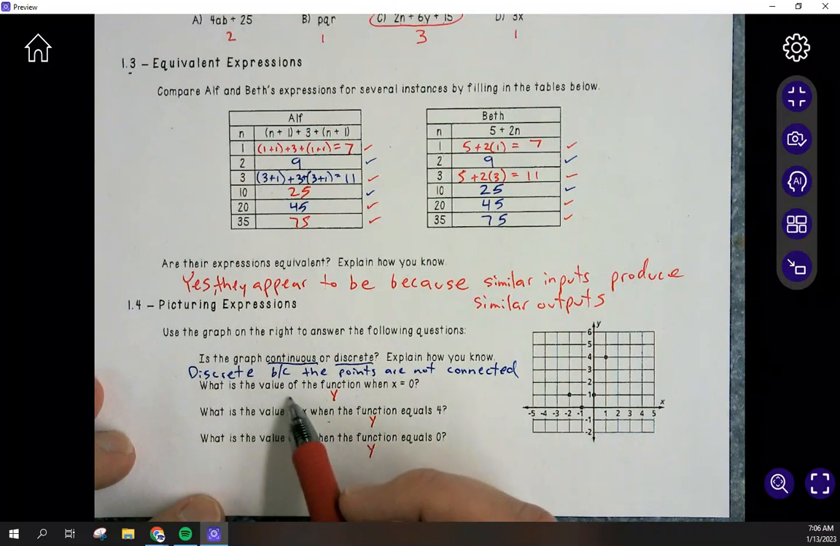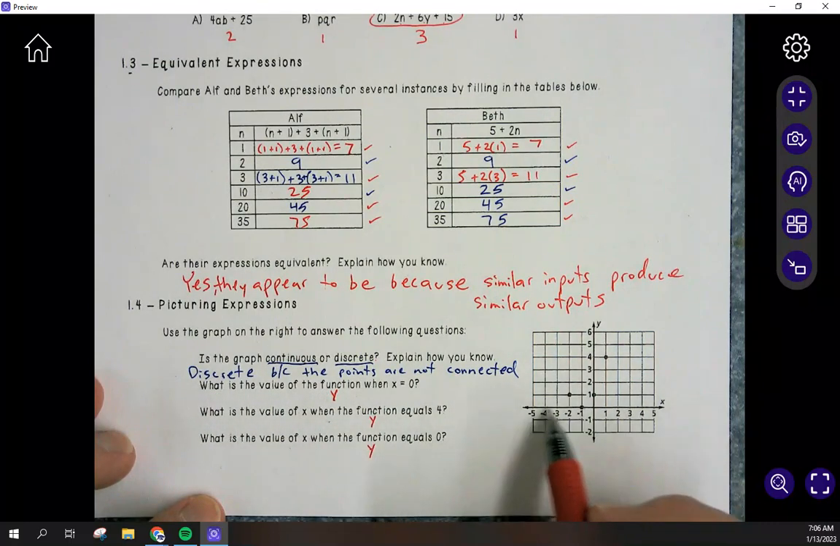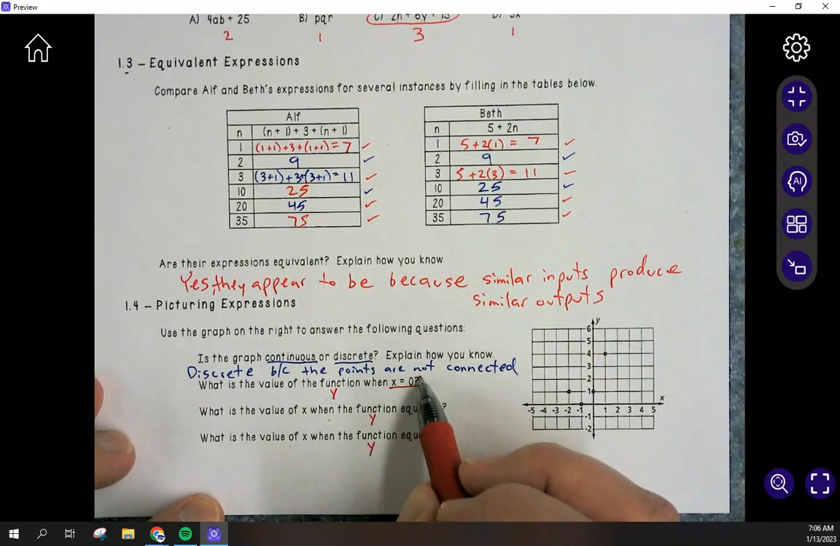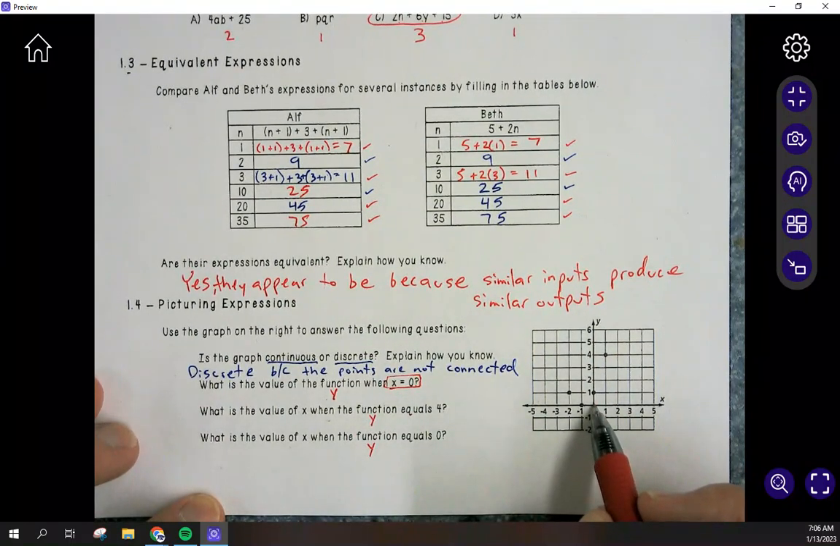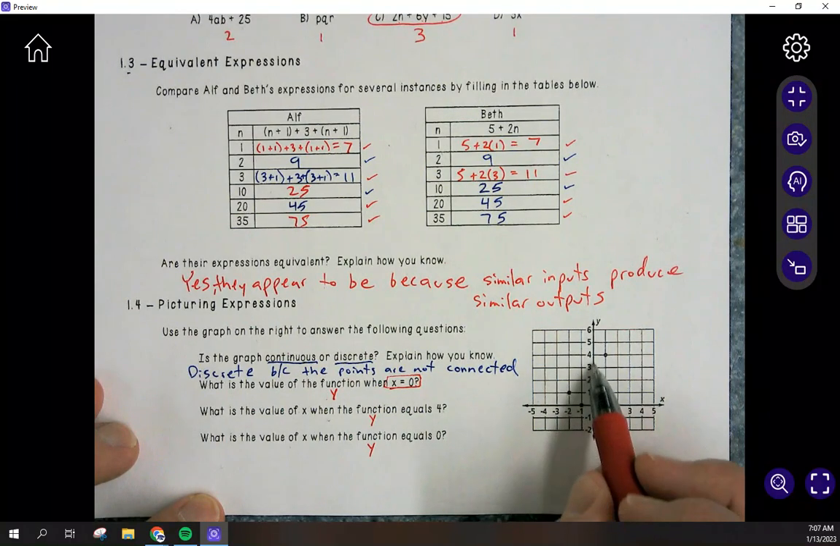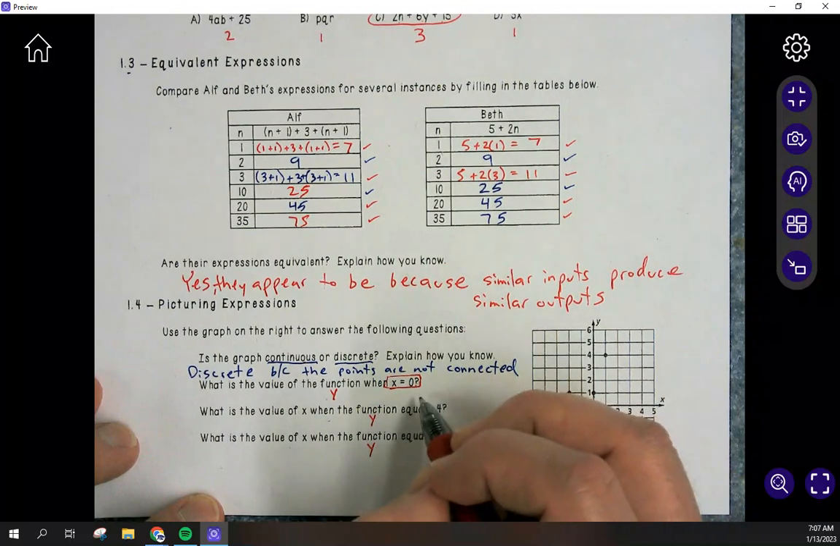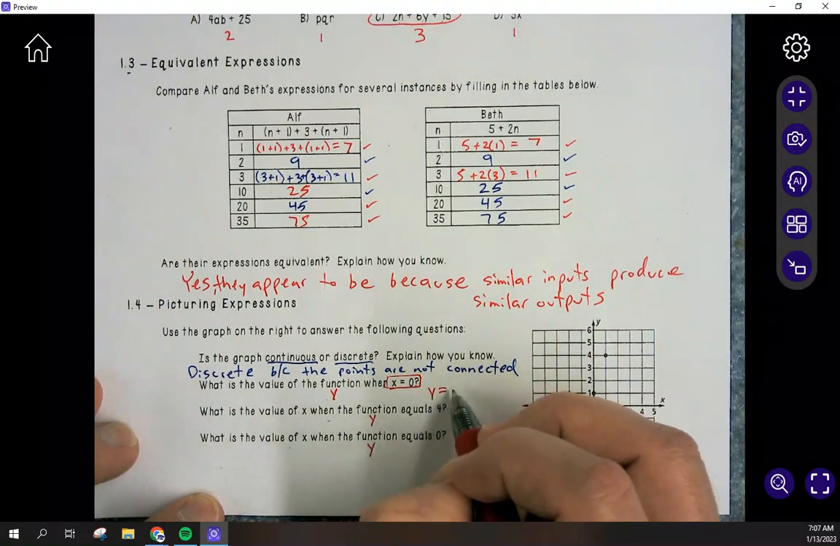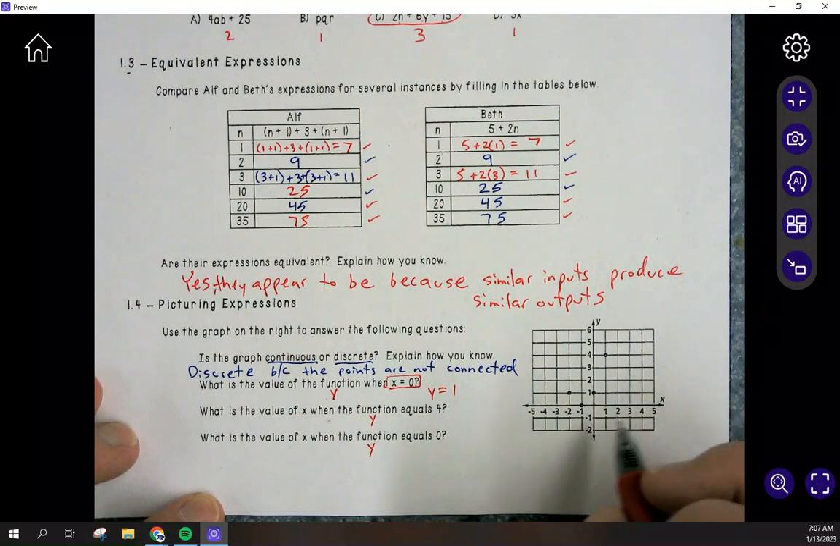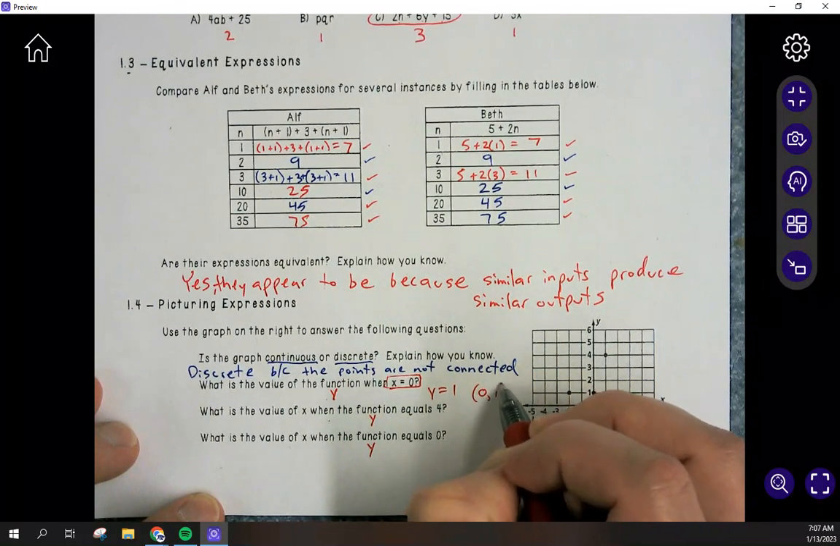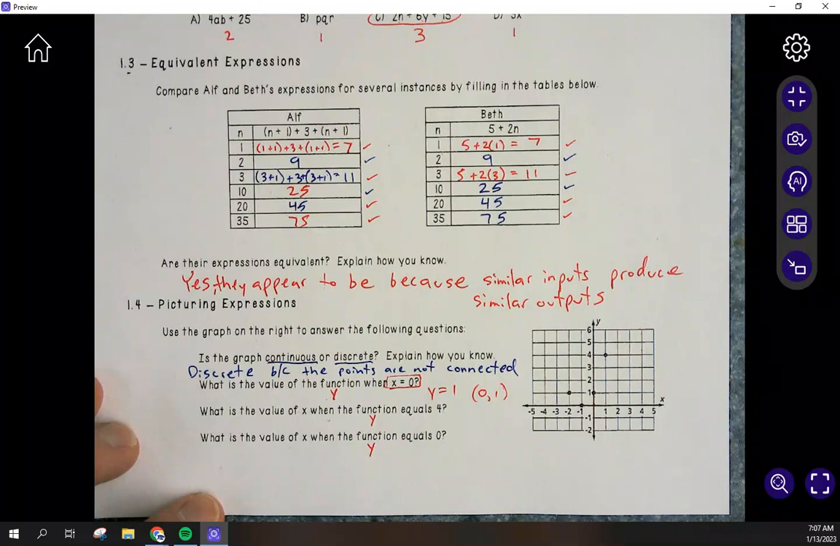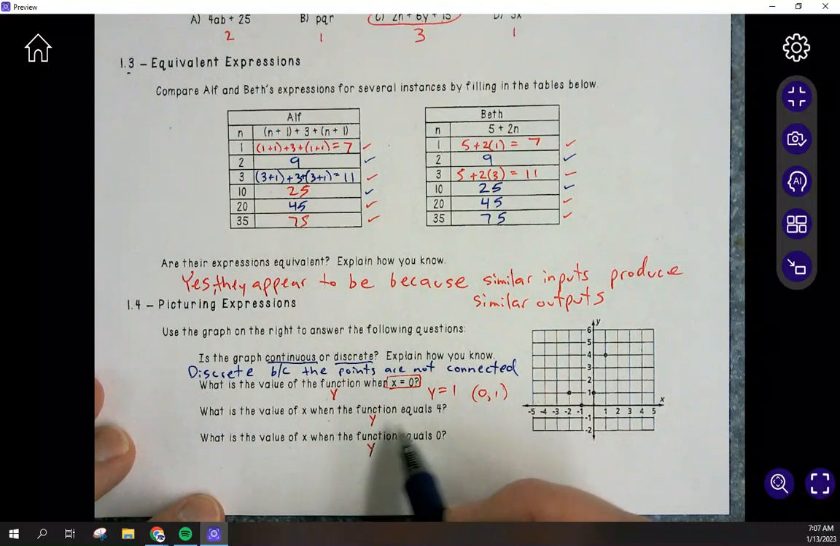So for this first question, what is the value of y when x equals 0? So find your x-axis and go to where x equals 0. When x is 0, this is the point we're looking at. At that point, x is still 0. Anywhere on the y-axis, the x value is 0, just the y value changes. Okay, and so the answer is 1. Y equals 1. You can write that y equals 1. You can also put the point 0, 1, perfectly acceptable. Either one is fine.